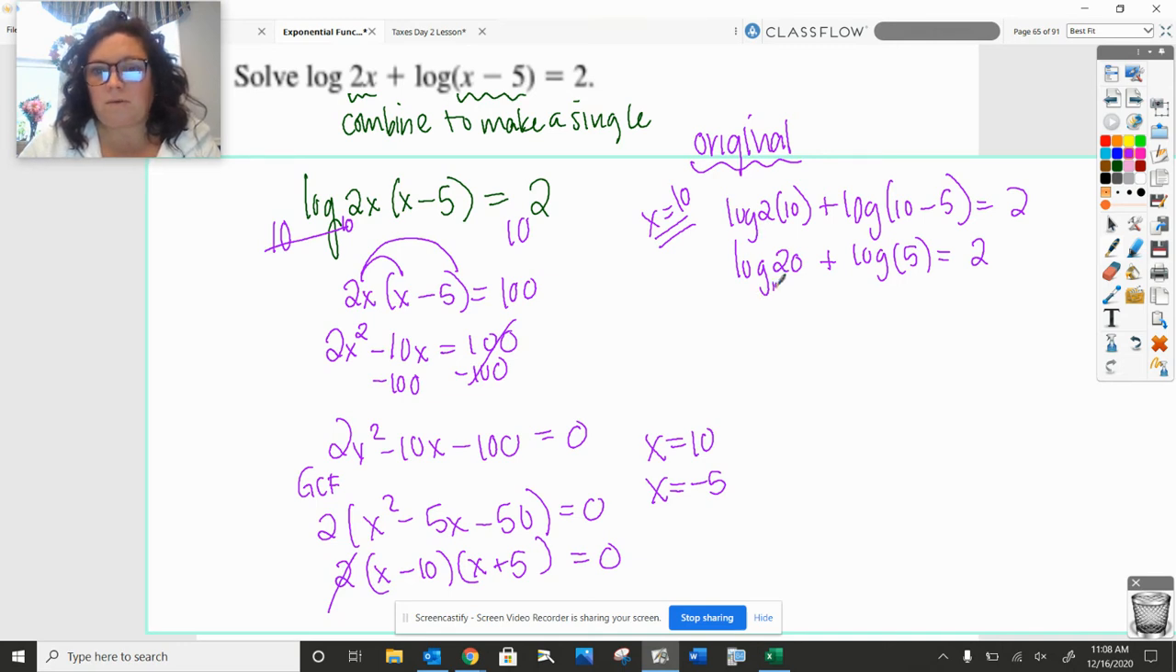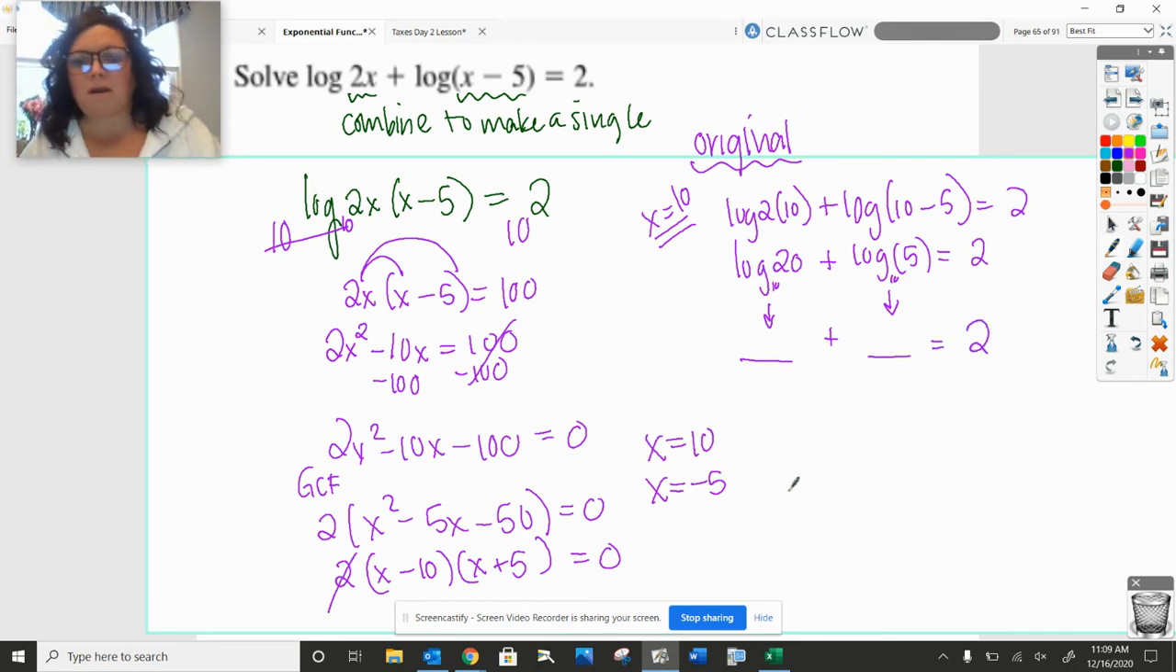Okay, you're literally just looking into the very beginning, and we're seeing if this is a true statement. Now, these are both in log base 10. So I can figure out what these two numbers are on my calculator, and I'm going to see if the sum of them is equal to 2. All right, so I'm going to grab my calculator. It's in base 10, so I don't have to do change of base. I'm just going to simply do log of 20.